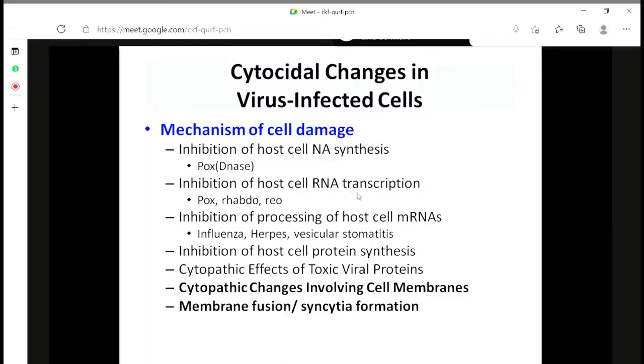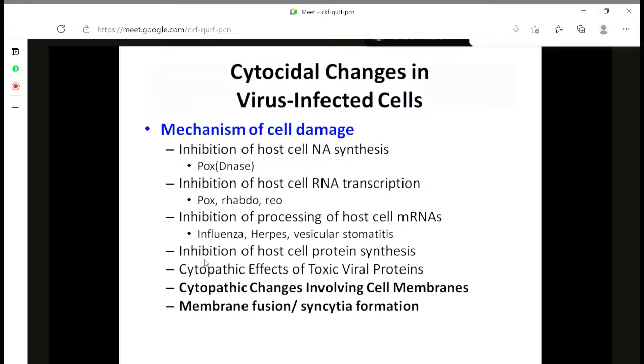So if they go up to a level that the cells cannot survive, then we can see the cytocidal changes. Then inhibition of processing of host cell messenger RNA. So the messenger RNA formation is hampered because of the presence of certain viruses like influenza and the herpes viruses, and then those particular cells are unable to survive, and they gradually undergo lysis and death.